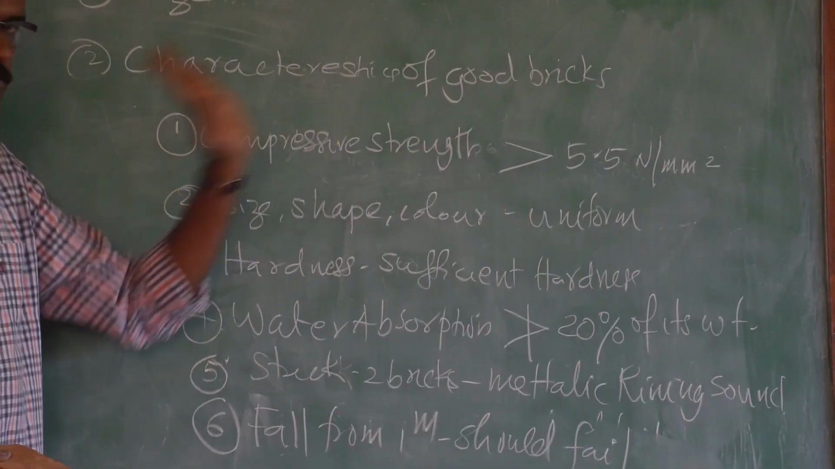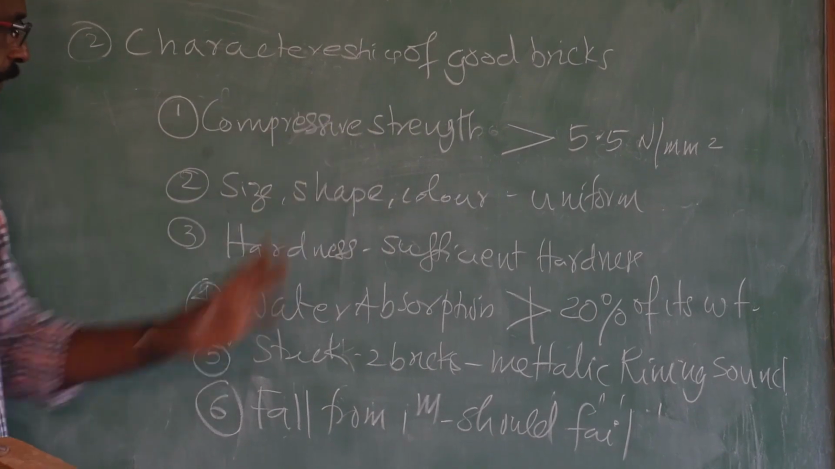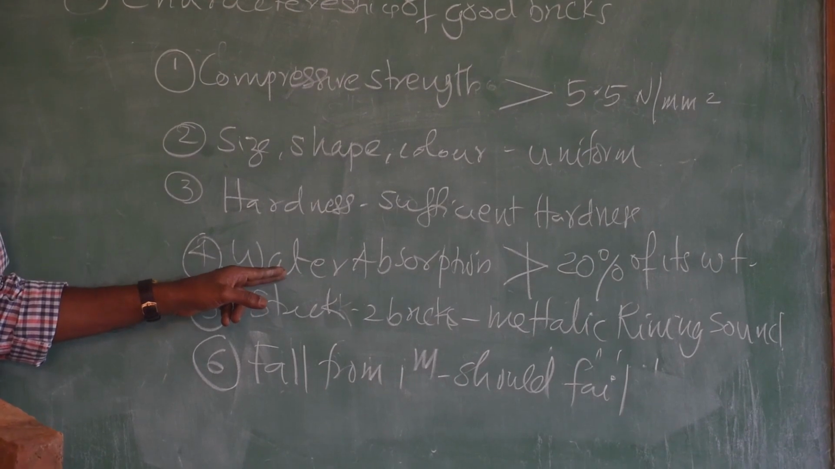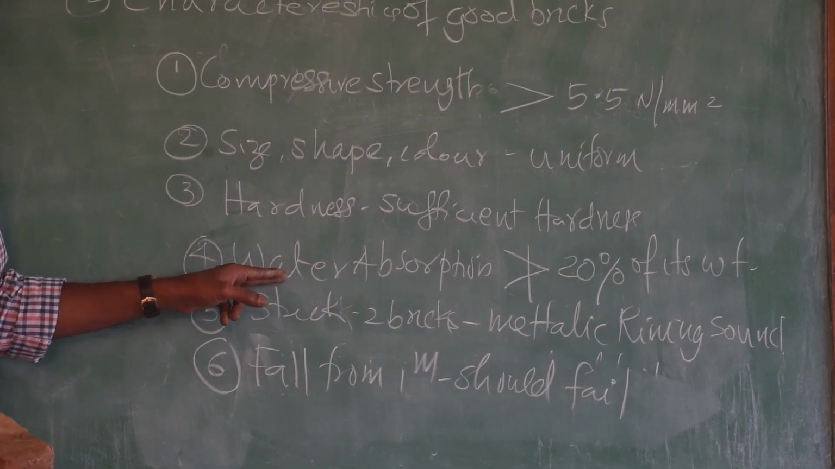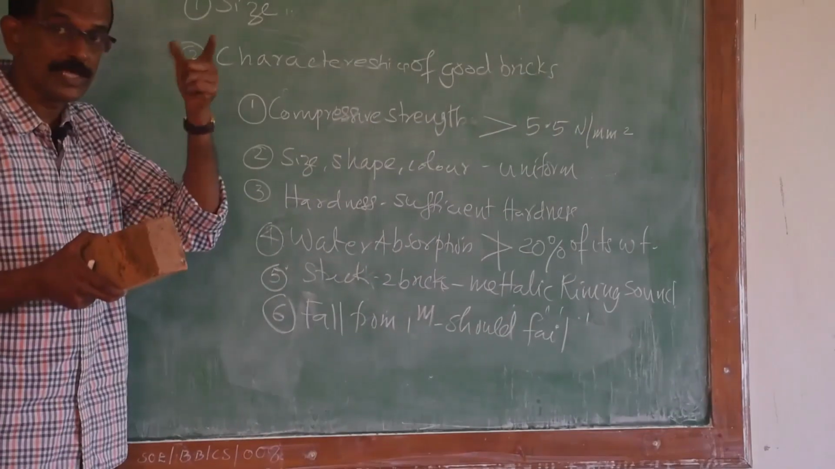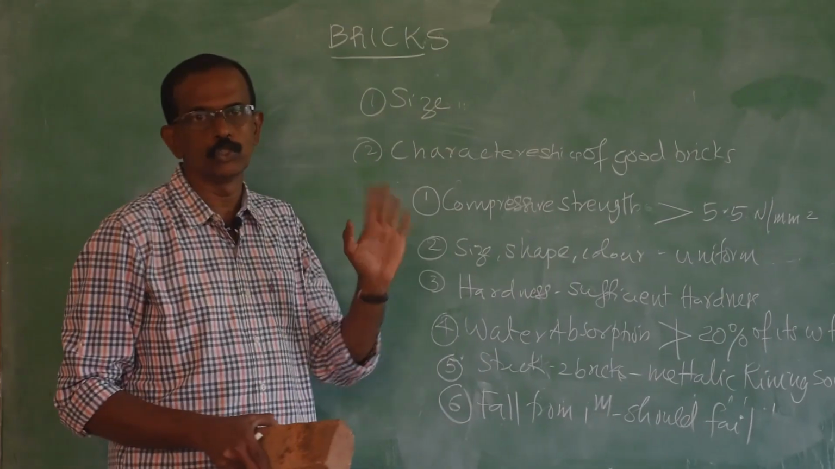Compressive strength should be more than 5.5 newtons per mm square. Size, shape, color, everything should be perfectly all right. Should have sufficient hardness, and it should not absorb water more than 20% of its own weight when immersed in water for 24 hours. If you strike two bricks against each other, it should produce that metallic ringing sound, and if you allow the brick to fall from a height of 1 meter, it should not fail.